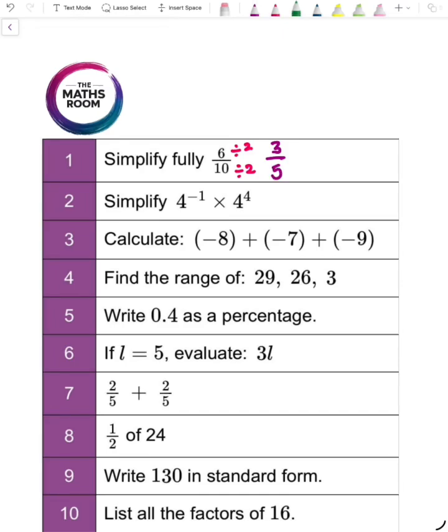Question number 2, when we are multiplying with the same base, it's the same thing as adding the powers. So -1 add 4. -1 add 4 will give me 3, so it's 4 to the power of 3. That is my final answer.